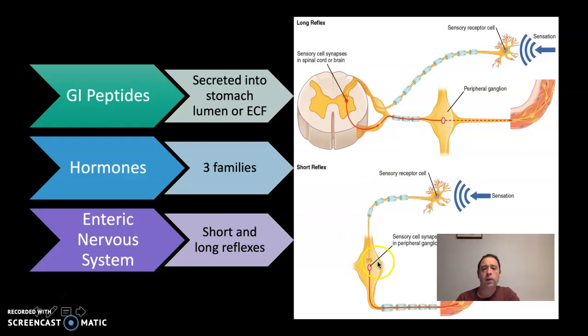However, within the enteric nervous system, there are certain signals that do not require the input of sensory information to the central nervous system. Instead, they have what are known as short reflexes, where sensory receptor cells receive sensation. These sensations then synapse in enteric nervous system ganglia, and their effect is then felt through the efferent nerves of this enteric nervous system.